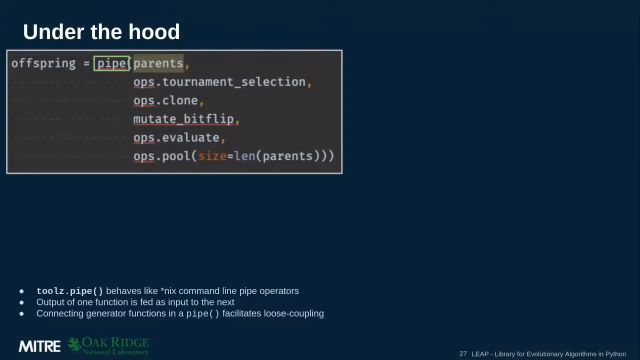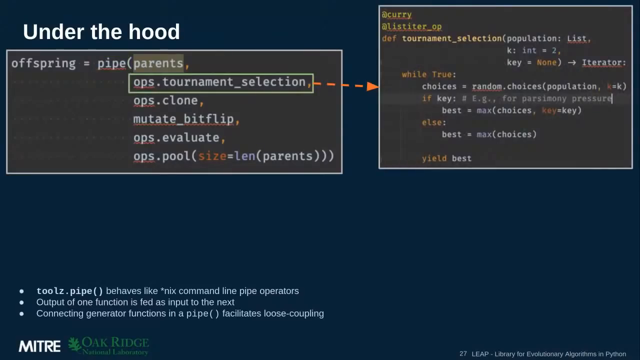So in this case, parents is a source for data, and it's fed as input for the first function, and the output of that function is fed as input to the next function, and so on and so forth. And the last function, its output is returned. So let's take a look at a sample, and we're not going to do all of them, of how these functions work. So let's look at tournament selection.